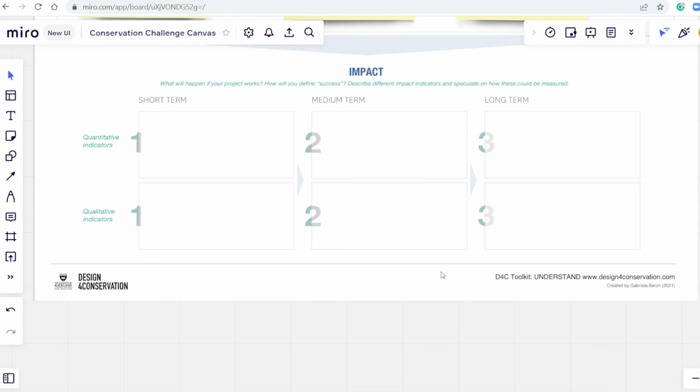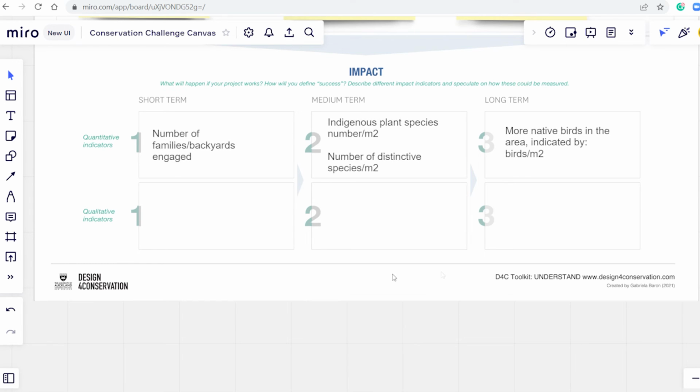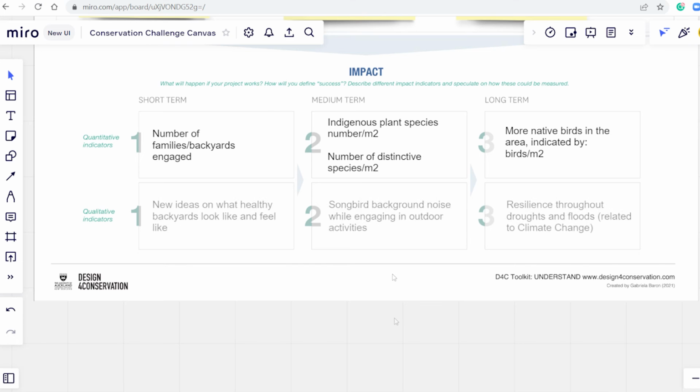This can be quantitative or qualitative, such as more native birds in the area, indicated by birds every square meter. So that's a quantitative measure. Or songbird background noise while engaging in outdoor activities. That's qualitative. It refers to the experience. Qualitative indicators are experiential, more detailed, and relate better to indigenous approaches. They also allow for environmental signs to be considered as omens.